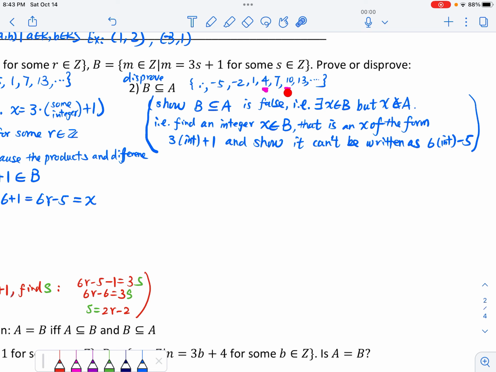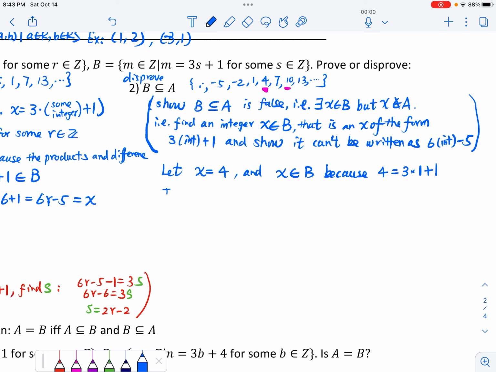You can pick any one of those that's in B but not in A. So I'm going to say let x be 4. That's really just a convenient value. Okay. Then I'll say this x is in B because this 4 is equal to 3 times some integer, 1, plus 1, right? So therefore I'm pretty sure this 4 is in B because of this reason. It is in this form.